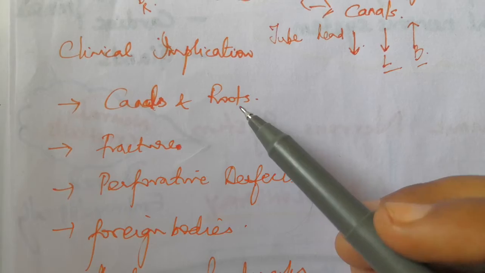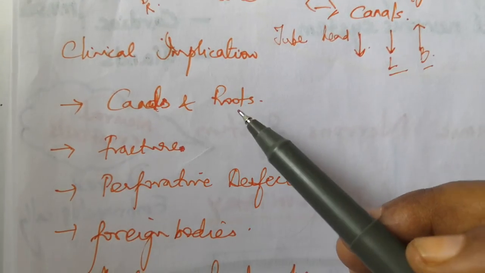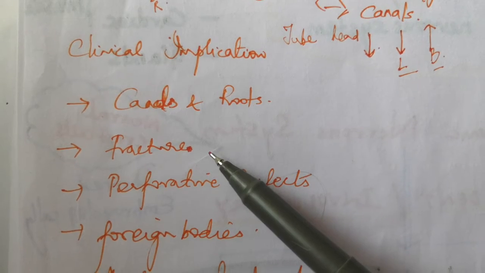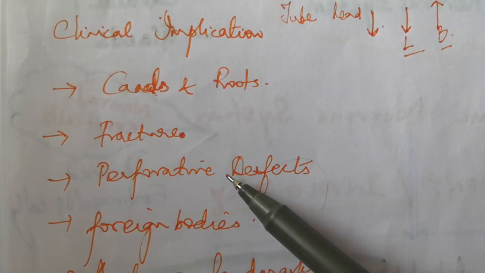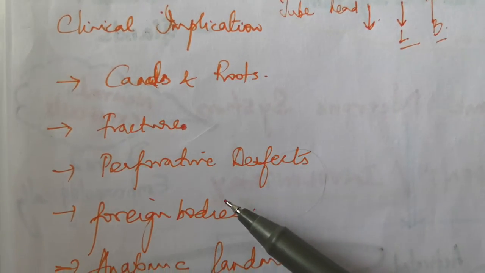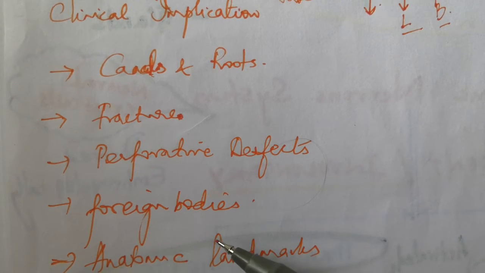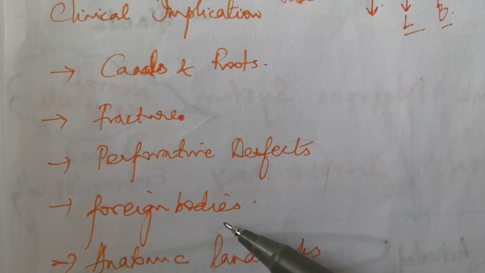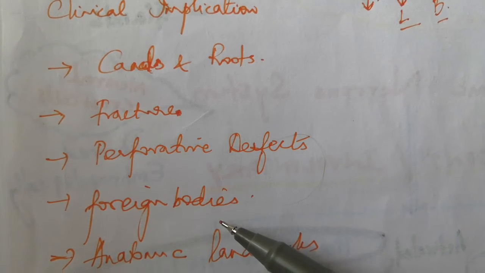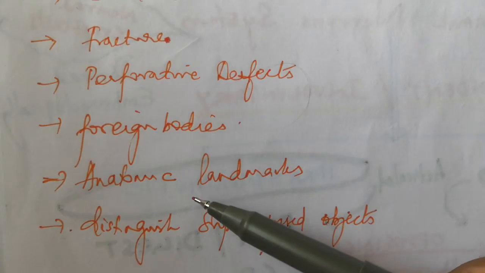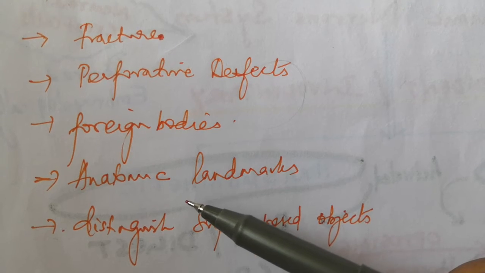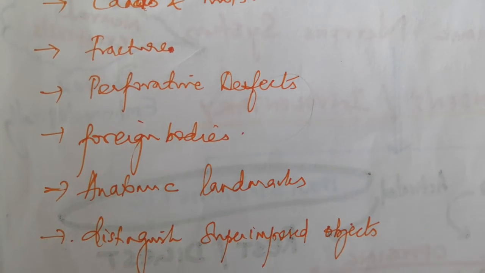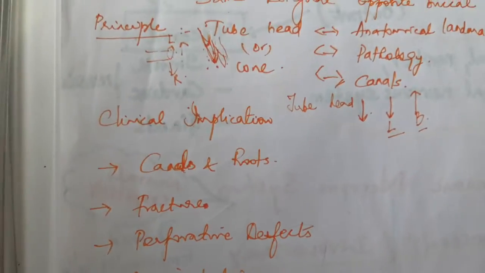lingually or buccally, or the root as such, how it is positioned, and fracture, whether it is in the lingual or buccal, any perforative defects, any cyst, any resorptive defects, and any foreign bodies, whether it's lingually or buccally positioned, and any landmarks like anatomical landmarks, and to distinguish any superimposed objects. So find out all these things.